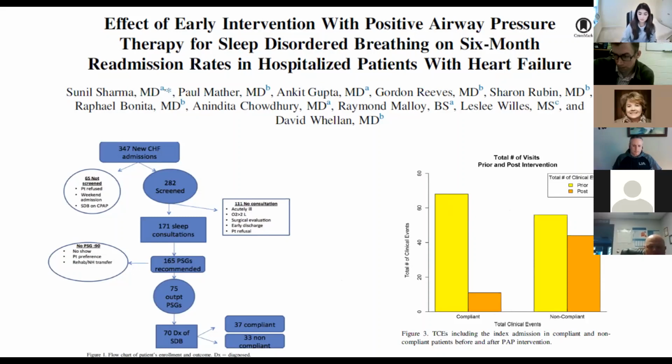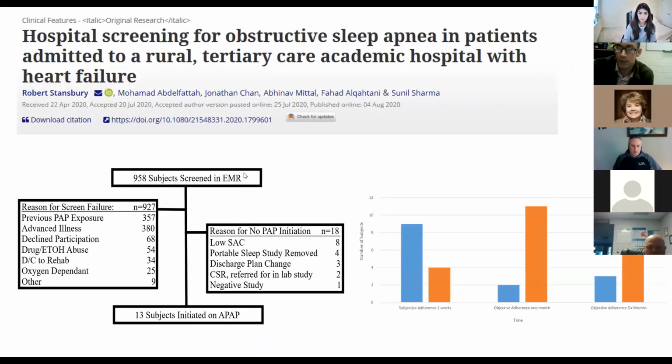I think they included death as well. In patients who were effectively treated for sleep apnea, you saw a significant decrease in the number of clinical events after they were initiated on therapy. So we did a similar study.